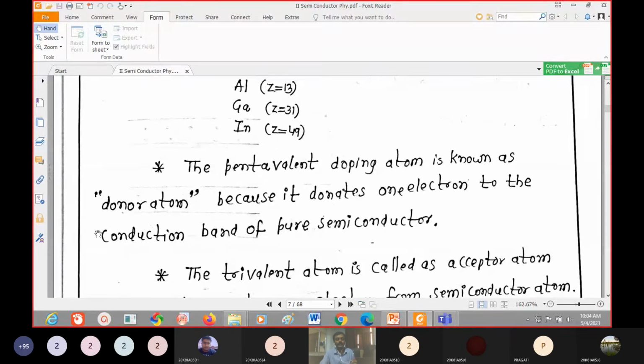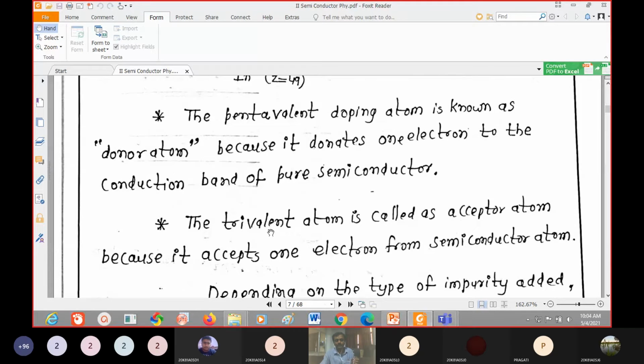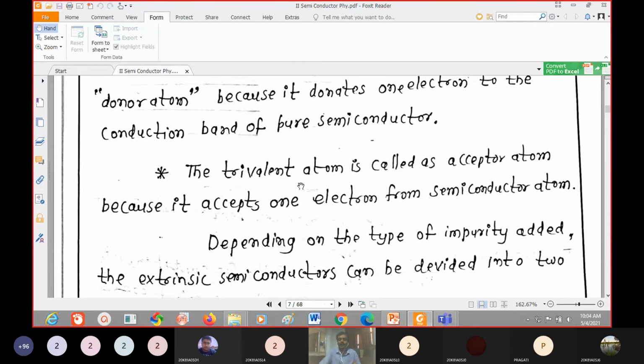These electrons are involved in the conduction process. These pentavalent atoms donate electrons, so we call them donor atoms. Next is the trivalent atom, which is also called an acceptor atom.